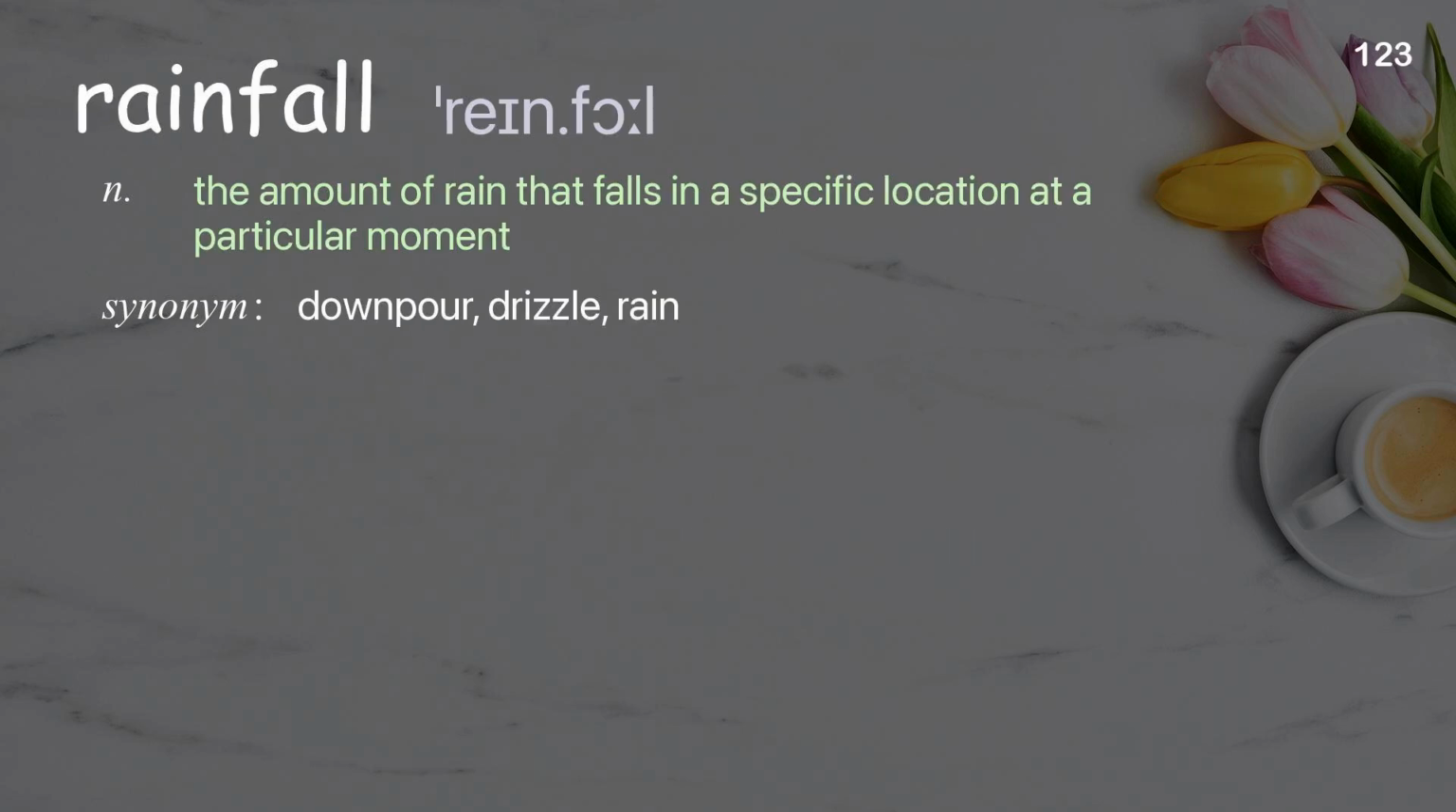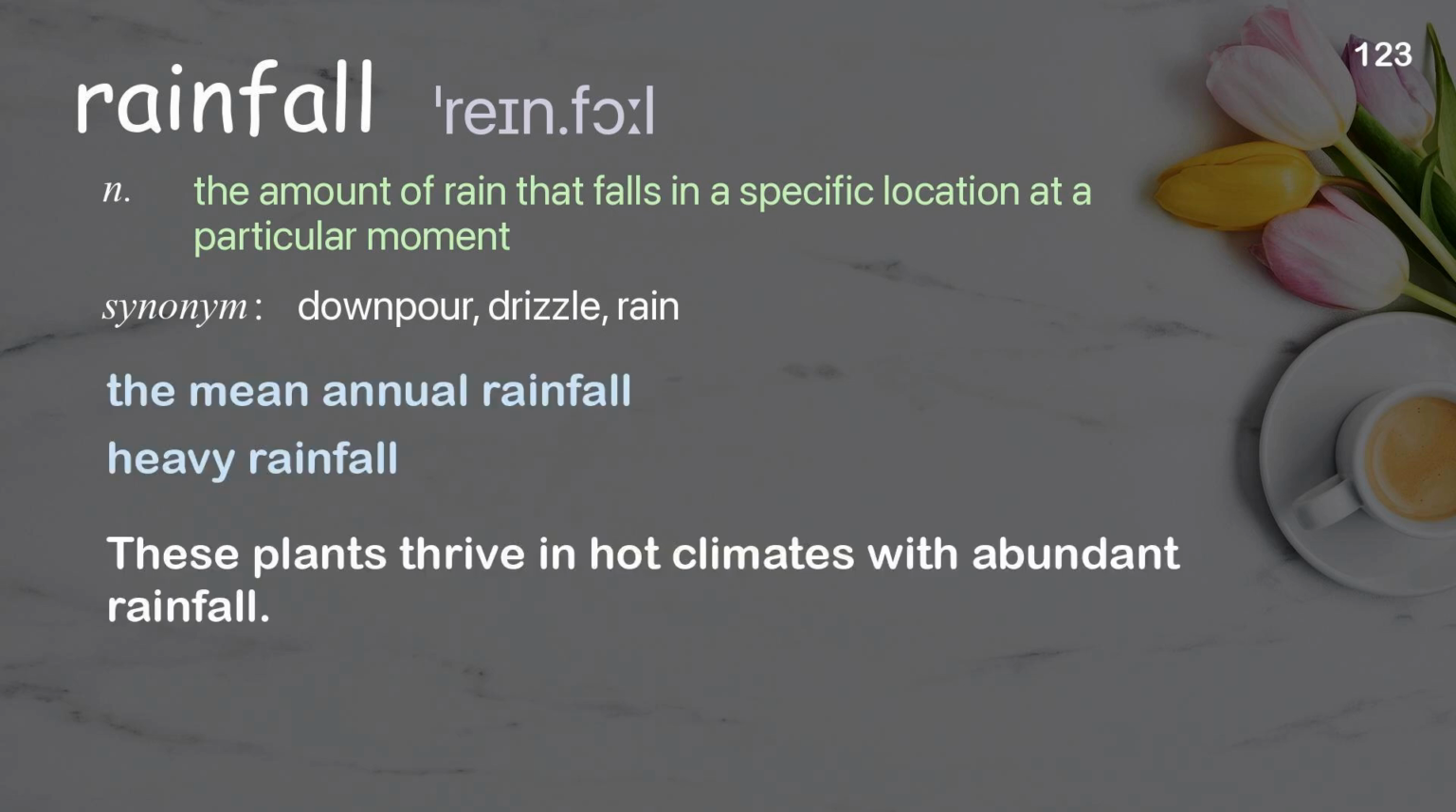Rainfall. The amount of rain that falls in a specific location at a particular moment. Examples: The mean annual rainfall. Heavy rainfall. These plants thrive in hot climates with abundant rainfall.